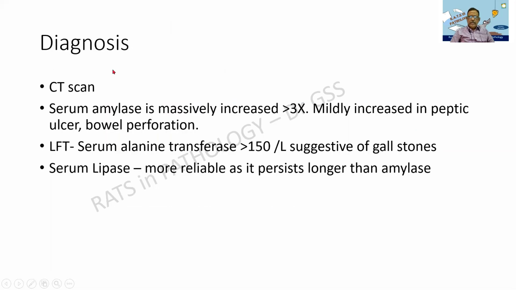The methods of diagnosis, it is an emergency condition. CT scan can be used. Serum amylase, very important, is massively increased, more than 3 times. It can be increased in conditions such as peptic ulcer also, but not to this extent. Serum amylase, please remember. Serum alanine transferase is also increased, and it can indicate a diagnosis of gallstones.